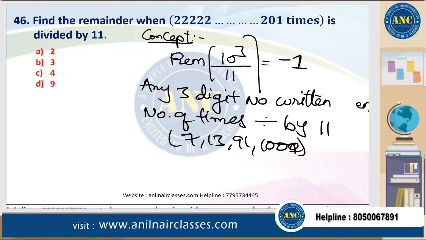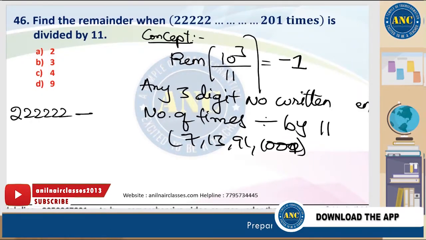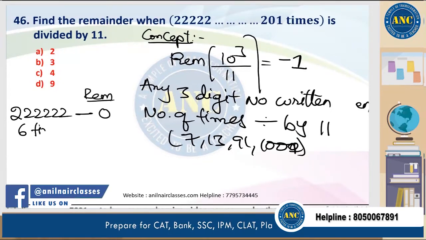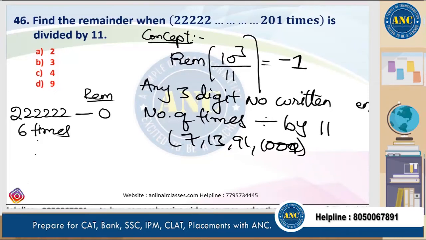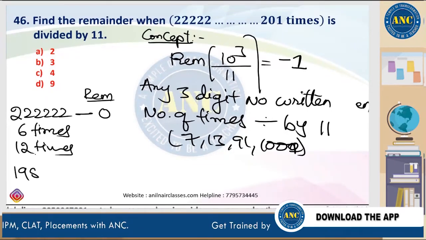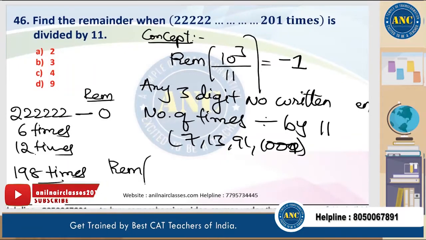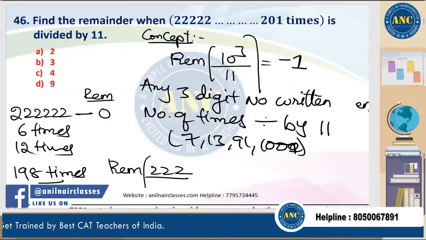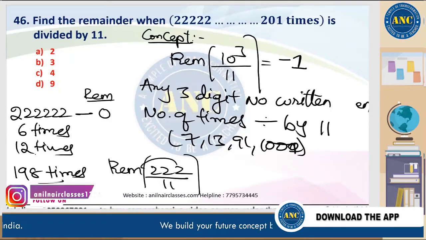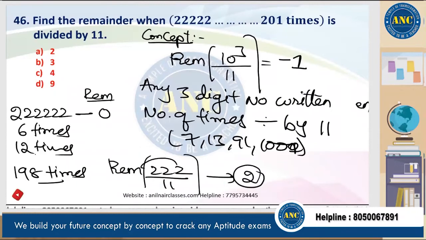So if 222 is written 6 times, the remainder is 0. How many times will it go? 12 times it is 0, 198 times it is 0. So the remaining 3 twos are left: 222 divided by 11. 2 plus 2 is 4, 4 minus 2. 11 twenties are 220. Answer is 2.